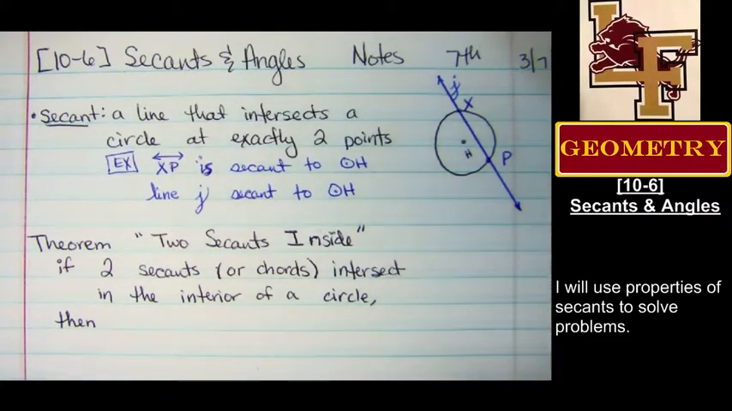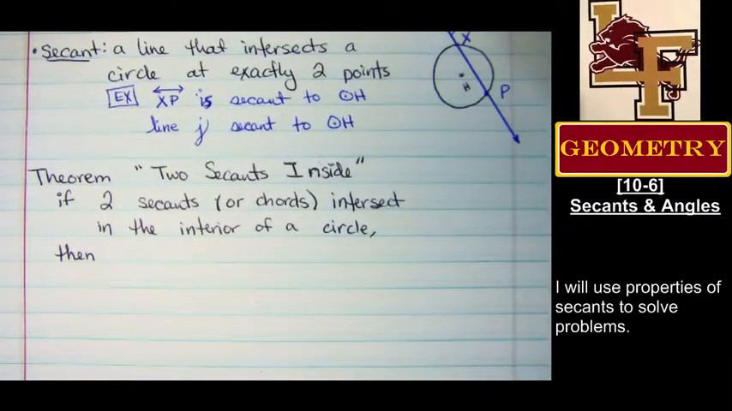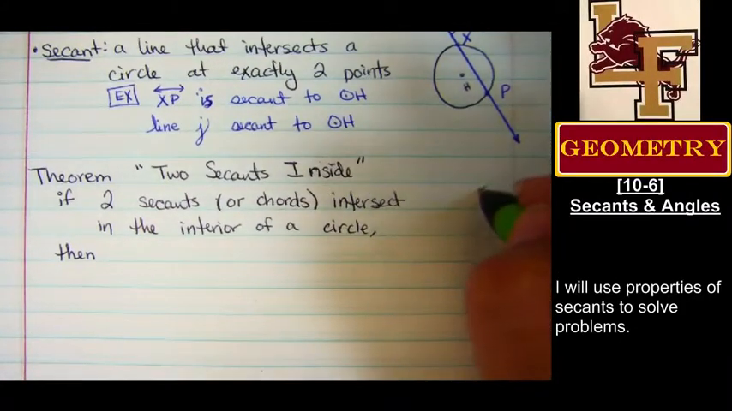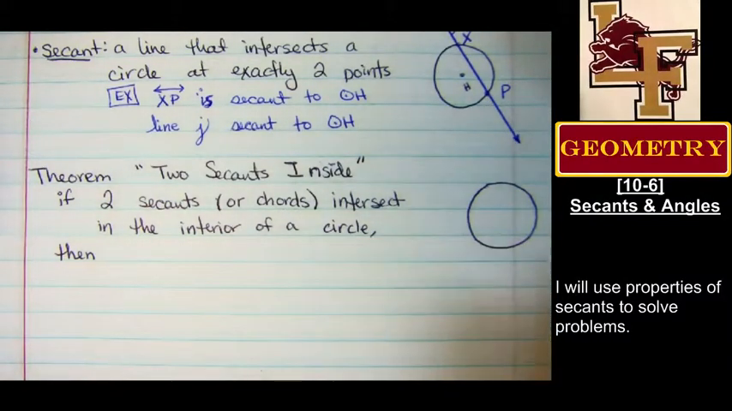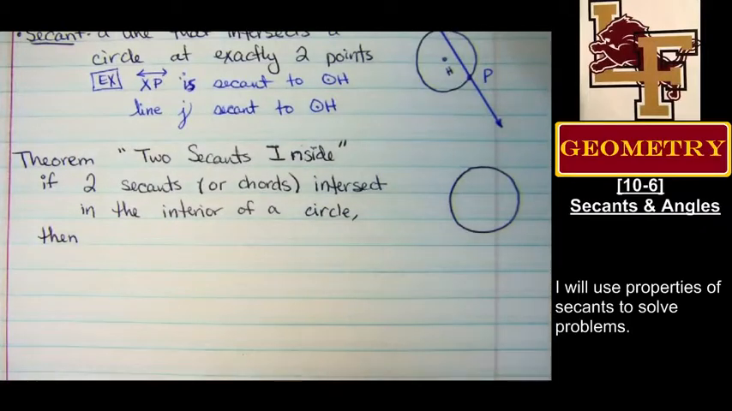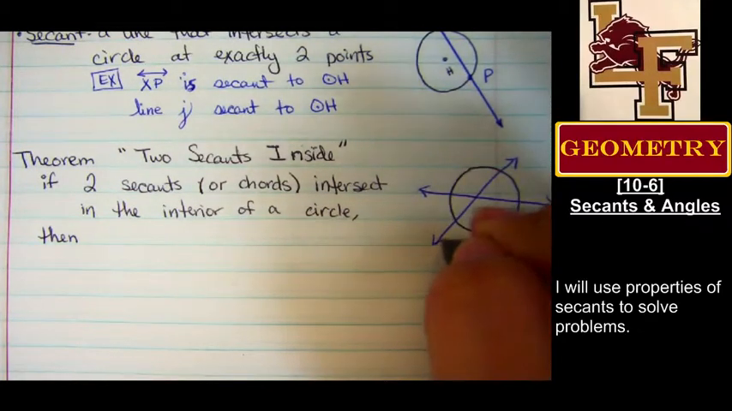I need 2 secants, and I need them to intersect inside of a circle, which means I have to have a circle. So draw a circle. We don't need a center, so we're going to leave the center blank. But we are going to throw in 2 secants, and those secants can intersect anywhere you want them to in the circle. There we go. That looks good. Kind of looks like the X-Men symbol.